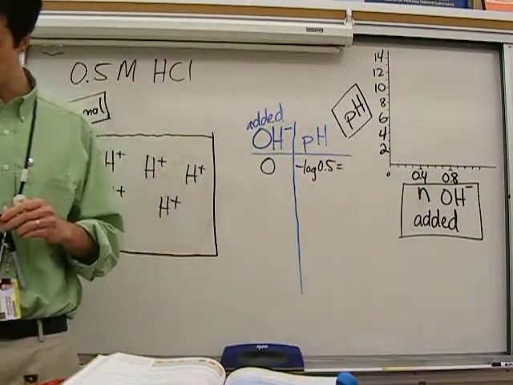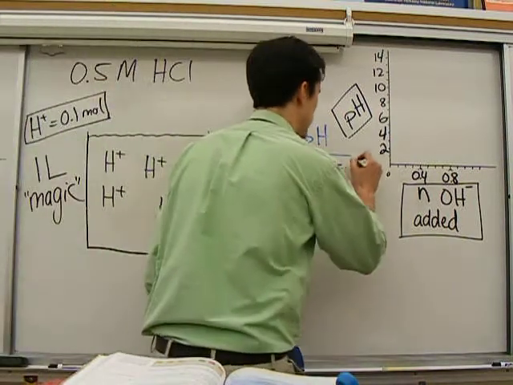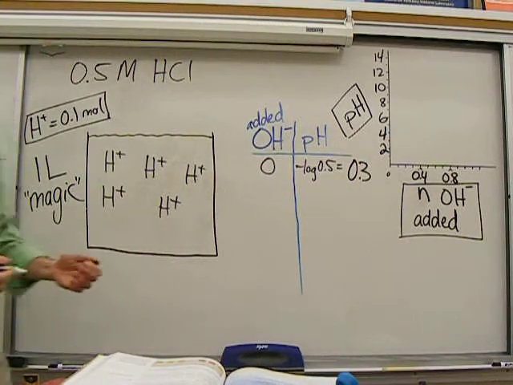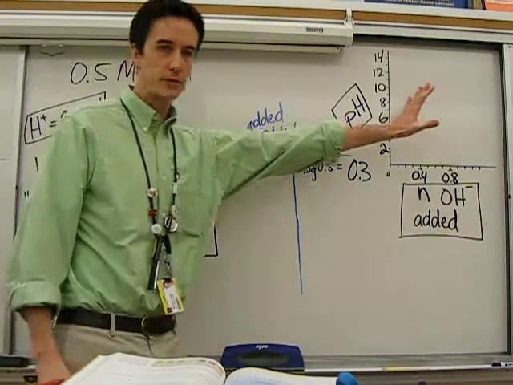and can we see that? Negative log of 0.5 is 0.3, yes. Okay. I got 0.3. Make sure you can see that. We'll get to the graph in a second.